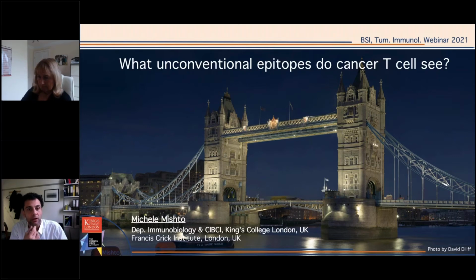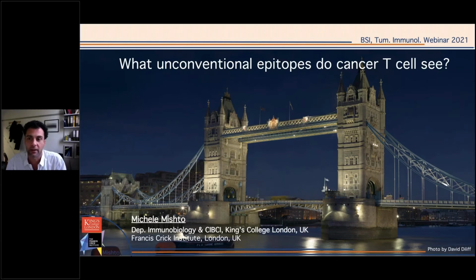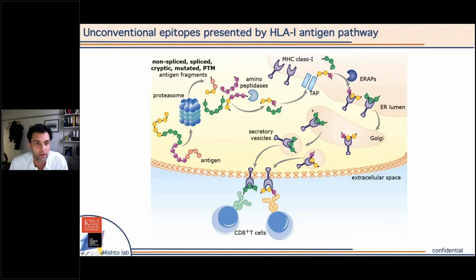Today, I'm going to speak about unconventional epitopes and which unconventional epitopes are recognized by cancer T cells. Unconventional epitopes are kind of a hot topic in immunology in the last decades, even if they've been described for the first time much earlier. I define as unconventional epitopes, in the context of the MHC class 1 antigen processing and presentation pathway, all those epitopes that induce an immune response and that do not derive from linear sequences of known proteins.